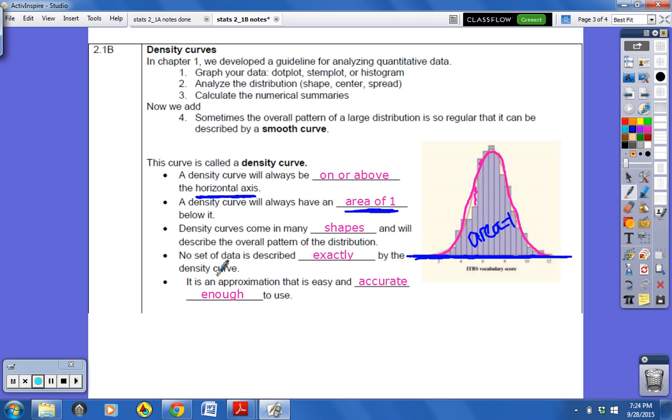No set of data is described exactly by a density curve. Again, it's just an approximation, but it's an approximation that is easy and accurate enough. So in stats, it's all about being just accurate enough. Nothing is truly exact when we're using statistics. And that's the hard part for people who are real math people. They want everything to be exact and all that sort of stuff, and it's not. It's not an exact science. It is all an estimation of what's truly happening in the world, because we can't really measure everything that's truly happening in the world.